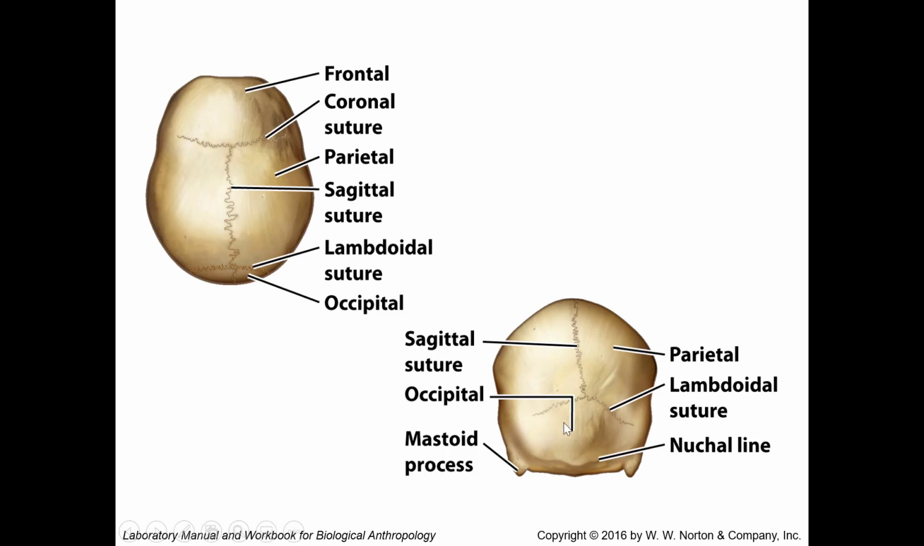So you can see here's a posterior view of the cranium, right? Two parietal bones, sagittal suture. Occipital to our parietals is our lambdoidal suture. And here you can see the nuchal line and the mastoid process.